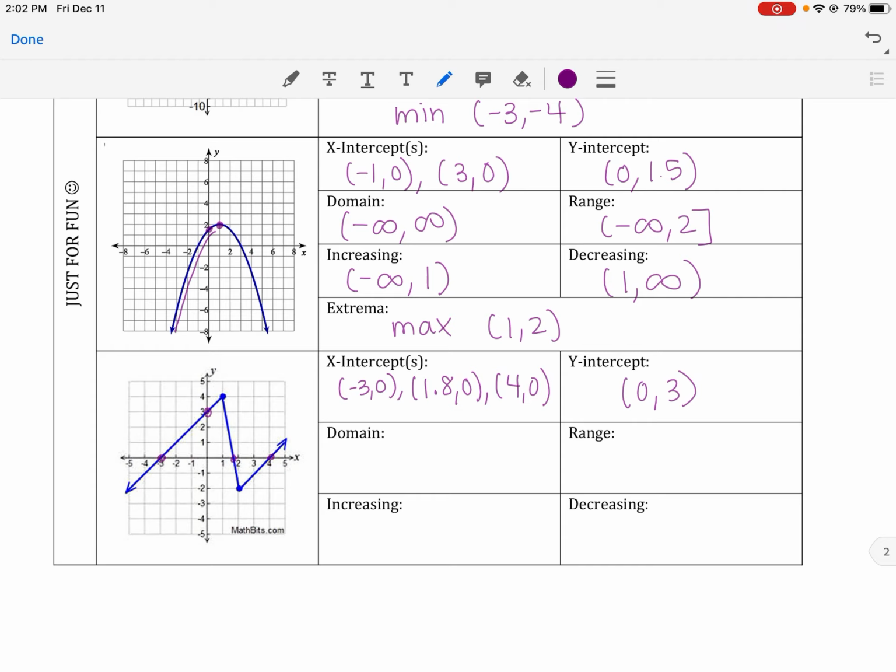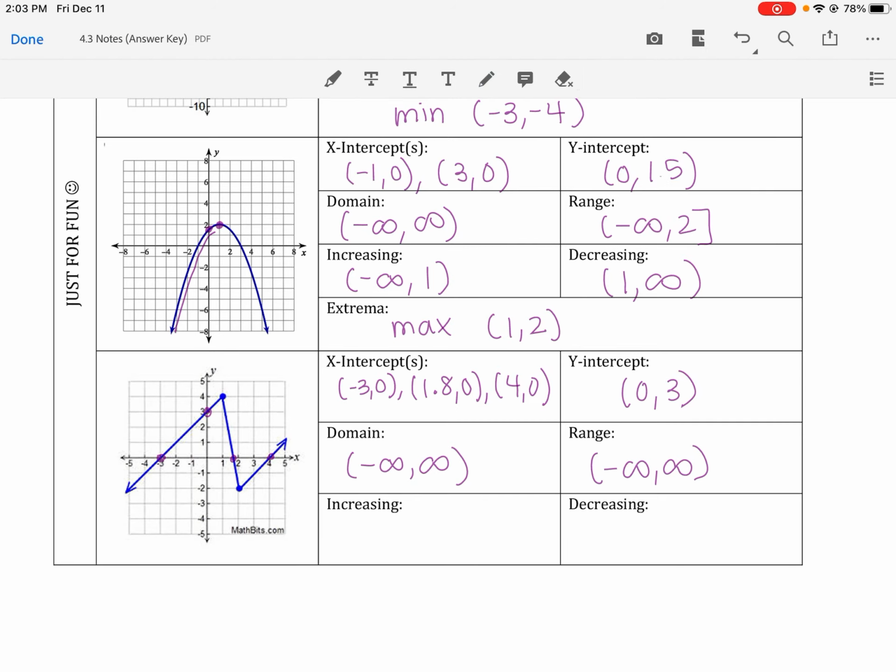Domain and range, you want to say how far left and how far right. It goes down and to the left, so it goes all the way left. It goes up and to the right, so it goes all the way right to infinity. The range is, though, how high and low. Remember, this side will go all the way down, this side will go all the way up. So even though there are some turning points in the middle, it is still going to go from negative infinity to infinity because it goes all the way down and all the way up.